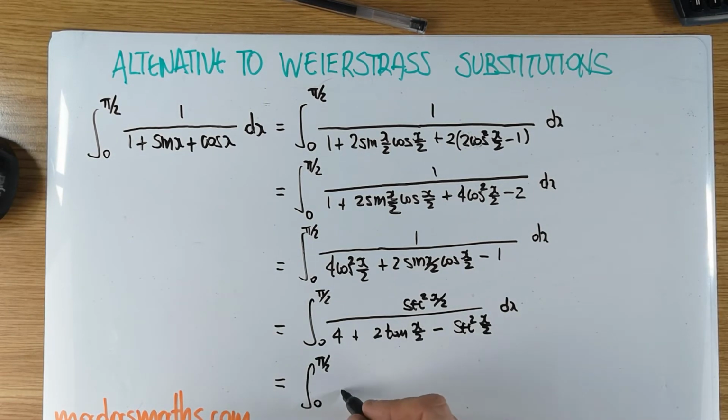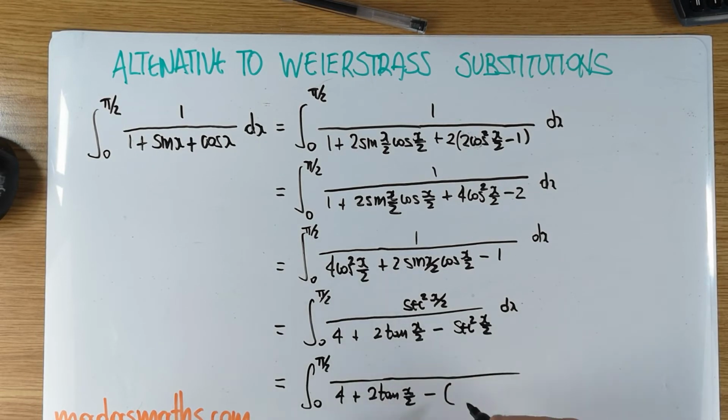And the last thing I need to do is to put 4 plus 2 tan of x over 2. That's, of course, the denominator. And this is going to be minus bracket sec. Now it's going to go 1 plus tan squared of x over 2.